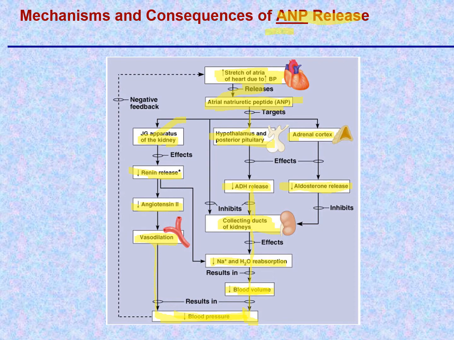So all these effects of ANP are triggered by higher blood pressure and result in correction of that and a drop of the blood pressure, and so you get a negative feedback control mechanism that ends the initial stimulus, which was stretching of the heart due to higher blood pressure. So it's a negative feedback regulatory loop.